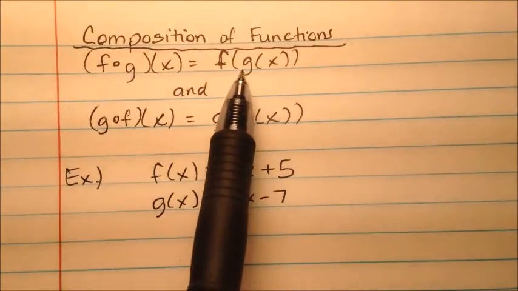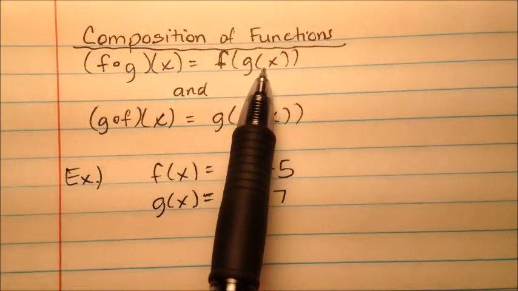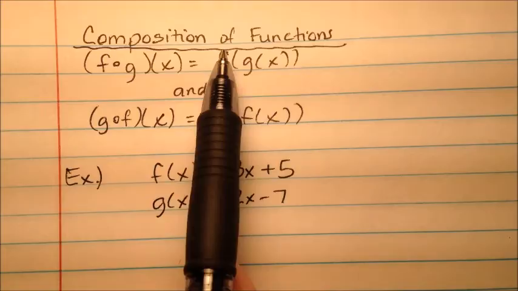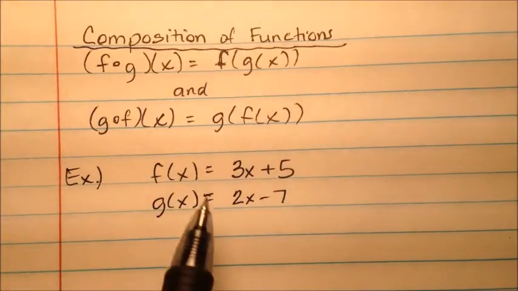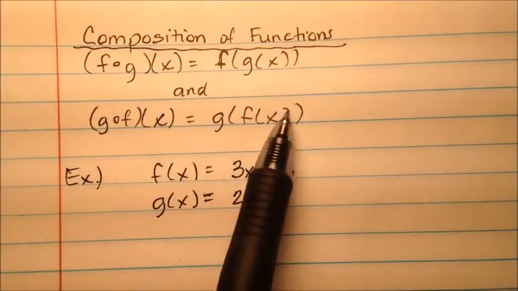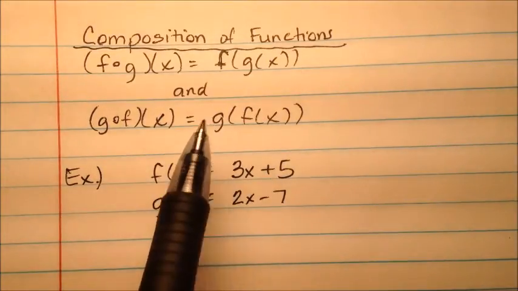But what is it really? It's just saying f of g of x. So we're going to take the g function, whatever it is, and put that in for f. Conversely, we have g circle f of x, and that's going to be when you put the f function into g.